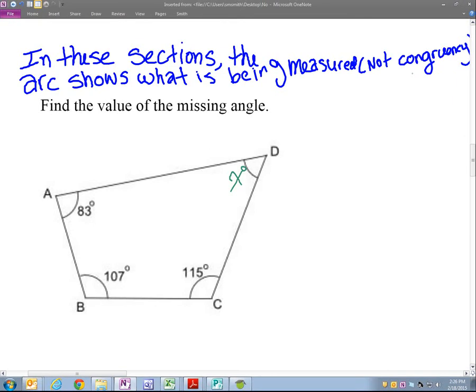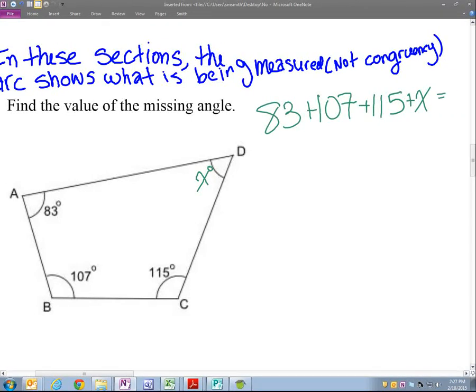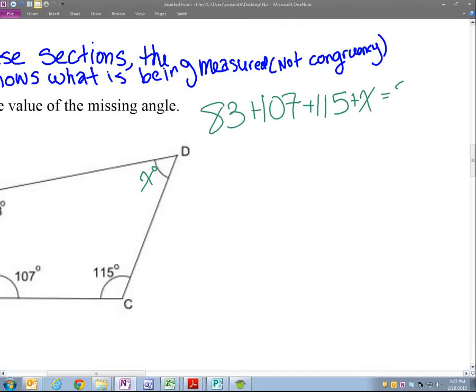All right, so let's find this out. Now, in order to find x, what do I know about these quadrilaterals? Jace: The sum of the measures of the angles of a quadrilateral is 360 degrees. It's going to add up to 360 degrees, no matter what we do here. So I have all my angles. I have angle A, which is 83 degrees. I have angle B, which is 107 degrees. I have angle C, which is 115 degrees. And angle D, which is x degrees. And Jace just told me that's going to equal 360 degrees.